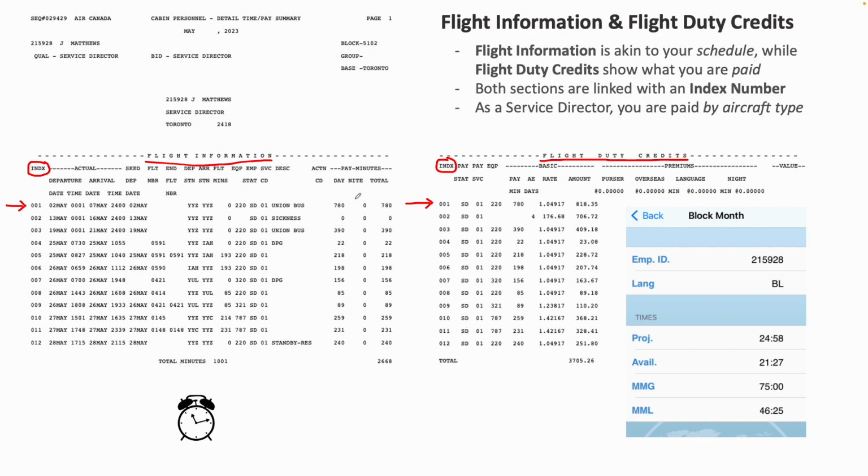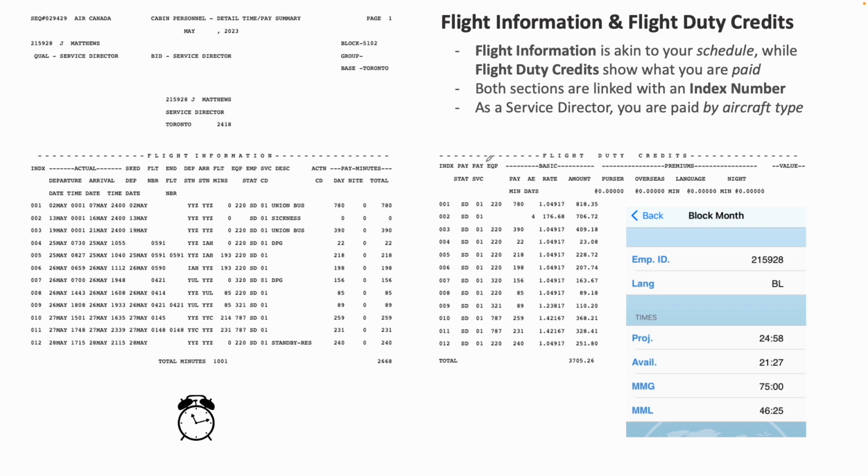And how do I know that for sure? Well, we see that for index 1 within the flight information section, there are 780 payable minutes for that index item. And if we look over at flight duty credits, we see that same 780 over here. And that would be within the pay min column, and that's short for pay minutes. So that links both sides for us for sure.